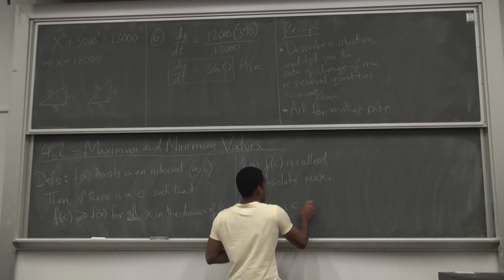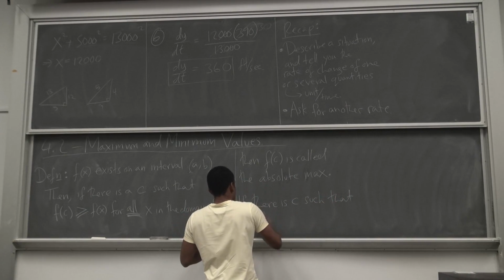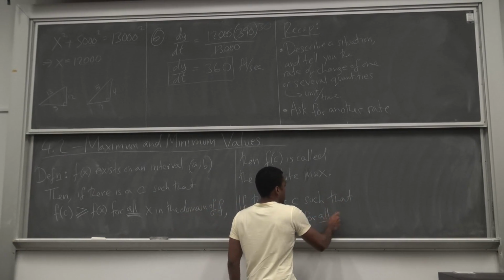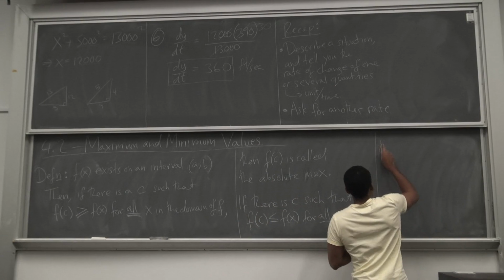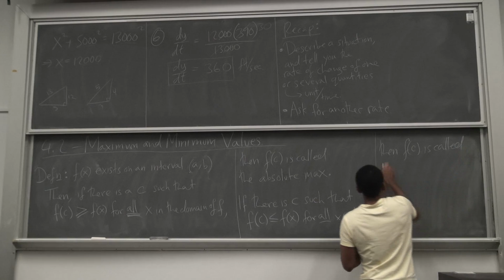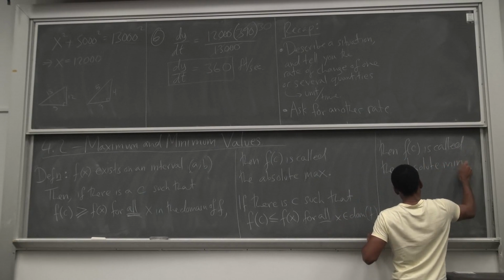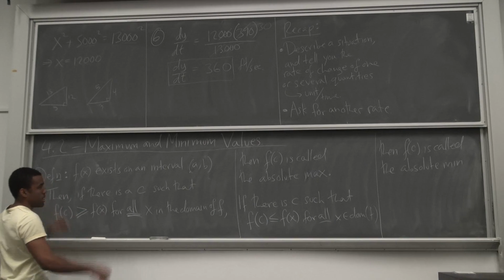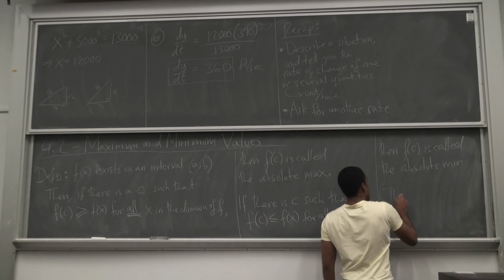If there is a C such that f(C) is less than or equal to f(x) for all x in the domain, then f(C) is called the absolute minimum. So basically, the biggest value of all the y values is called the absolute max. The smallest value of all the y values is called the absolute min. Notice that these do not have to exist.